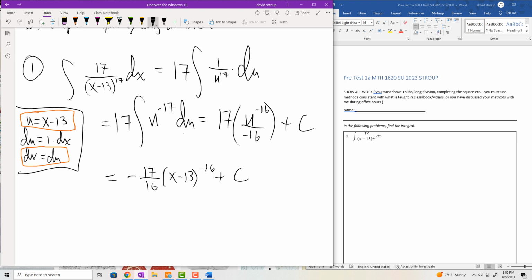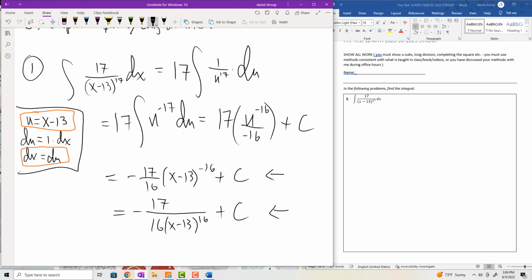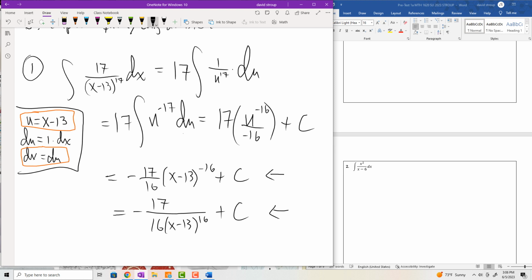And we generally frown upon negative exponents. I mean, this answer here is fine, but in general, math teachers will probably want you to pull that x minus 13 to the denominator. Okay, I wouldn't take off if you did, like, this answer is fine, this answer is fine. I don't have an issue with either one, but okay, great.